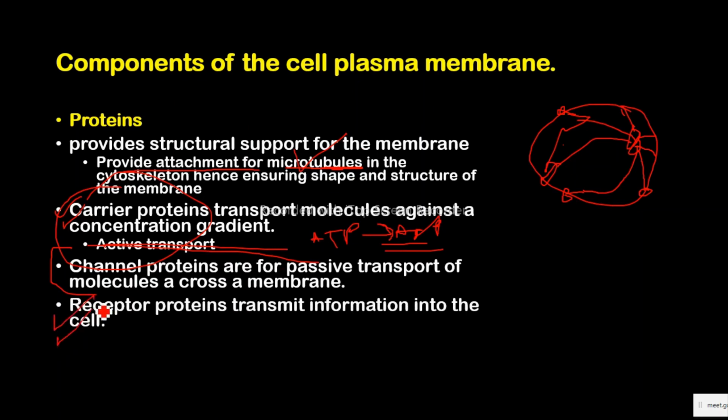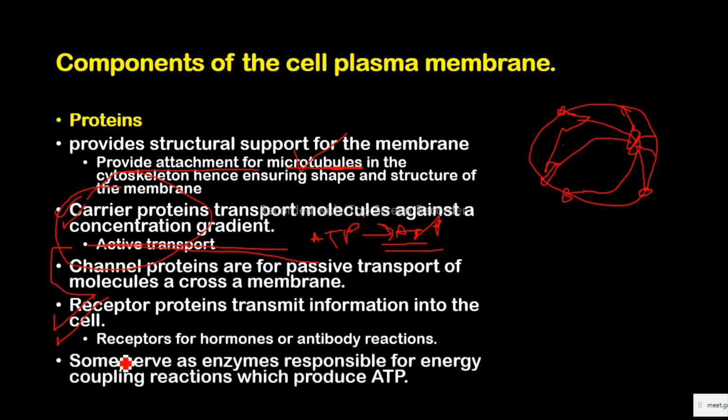They are receptors, okay? They are receptors for chemical messengers, such as hormones. So they have specific configurations, specific shapes, which complement these hormones, so that when a hormone comes, it binds in the active site of a protein and then induces a cascade effect, which will lead to a change in physiology. Then some serve as enzymes for energy coupling reactions, e.g., to produce ATP.